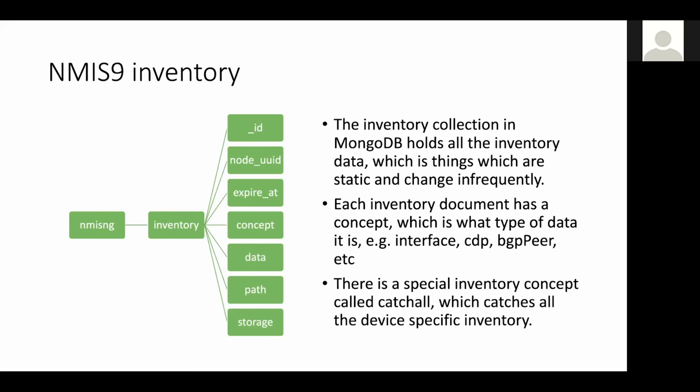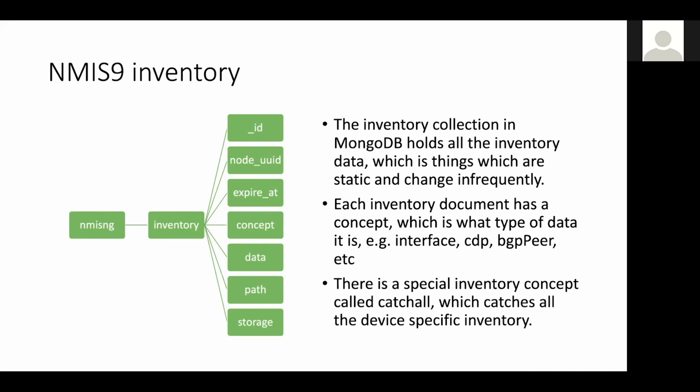So it relates to this node and this interface. There's a path logical structure that this inventory item fits into. And then the storage that tells it where the RRDs that might be related to this item are stored. There's more properties than that, but they are the really crucial properties.